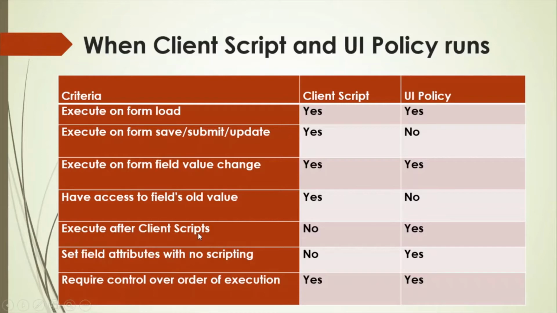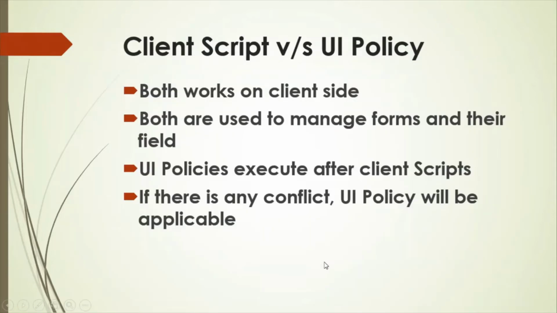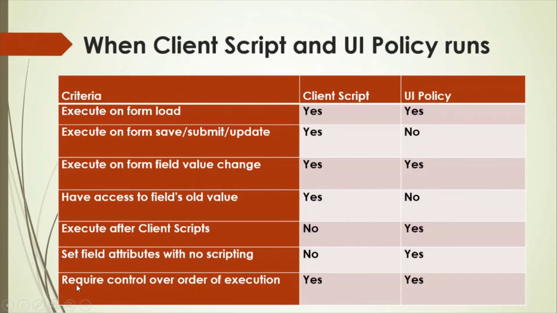Execute after client script. UI policy always gets executed after client script. That means client script runs first and then UI policy. This is a very important point, so you can remember it. Next, set field attribute with no scripting. We can set field attributes like read-only, mandatory, or hide a field without any scripting using UI policy, but we cannot do the same thing using client script. Next, require control over order of execution. We can do it using client script as well as UI policy.